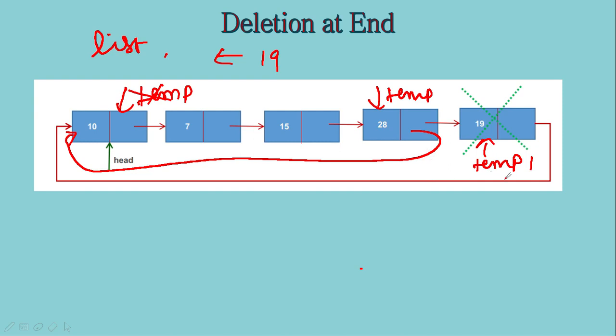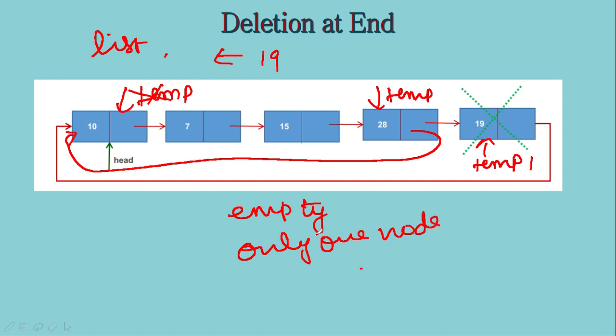These are all the steps that we'll be following, and the exceptional cases that we have to consider are when the list is empty and when there is only one node in the linked list. In both cases it will be similar to what we did in delete at the beginning. So let us call delete at the beginning for these two cases.